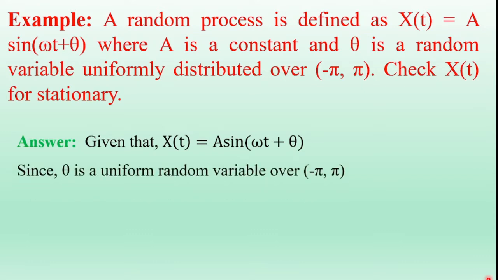We know that the standard expression of the probability density function of a uniform random variable is 1 by b minus a over a to b. Using that standard expression, we can determine the uniform density function of the random variable theta over the interval minus pi to pi. So f of theta is equal to 1 by pi minus minus pi, which is 1 by 2 pi over minus pi to pi. This is the probability density function of the uniform random variable theta.